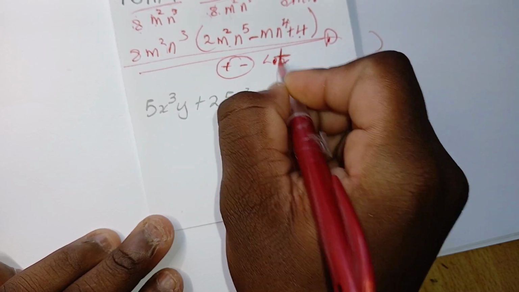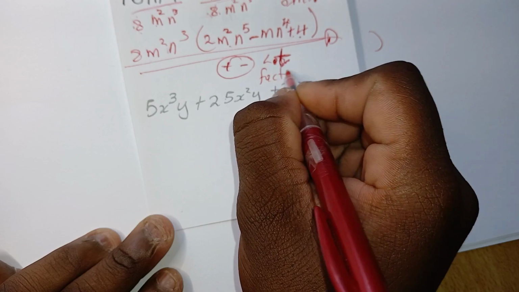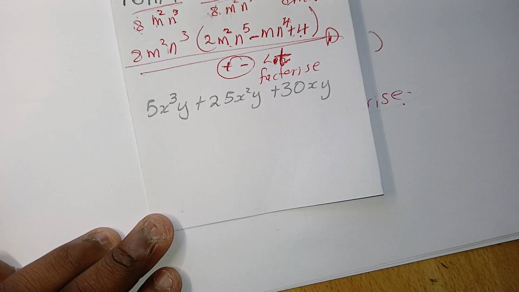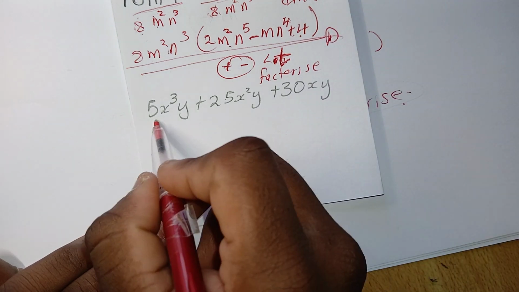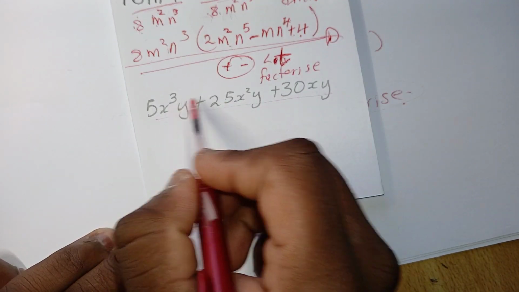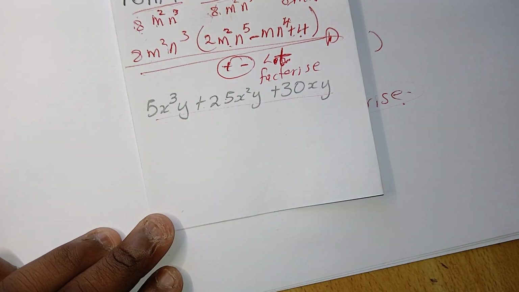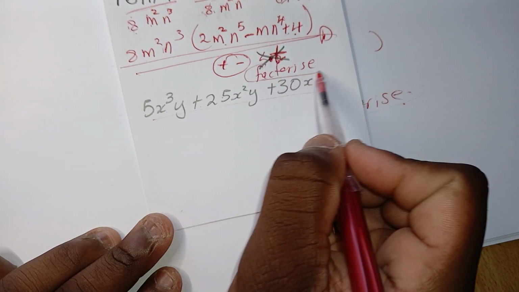Yeah, you collect like terms. But if there are no like terms, you factorize. But here, guys, you can see there are no like terms. These things do have the same base but different exponents, meaning that they are not like terms. So I can just stretch this thing. So let me try to factorize this.